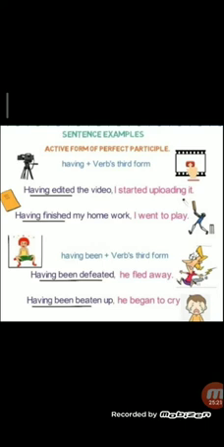Now some more. जब बीन भी लगता है, perfect में बीन लगेगा. Having been defeated, he fled away. It is perfect tense. Perfect participle. Having been beaten up, he began to cry. उसको मारा गया था, इसीलिए वो रो रहा है. Having been beaten up, he began to cry. So that is perfect, right?